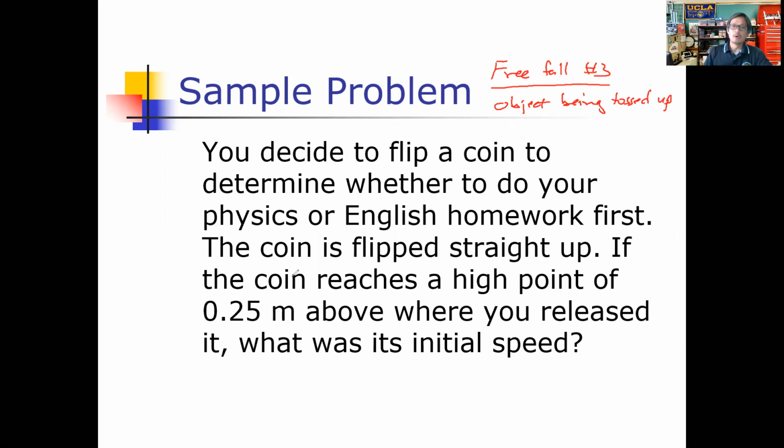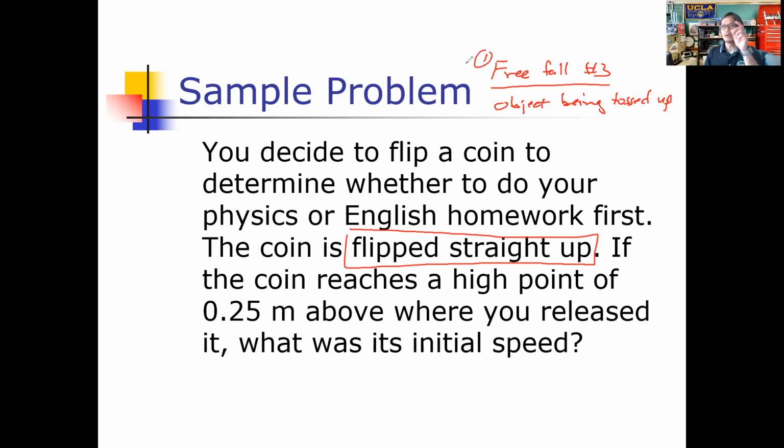Okay, so what we're looking at here is the upward movement. We're going to divide this. Remember, free fall number 3 is the object being tossed up and then coming back down. In this particular problem, we are only looking at the upward trajectory. So this is being tossed up. That's what we're looking at: the first half of this free fall.